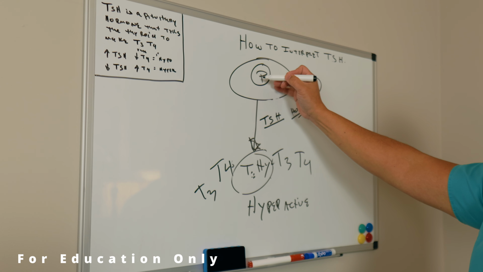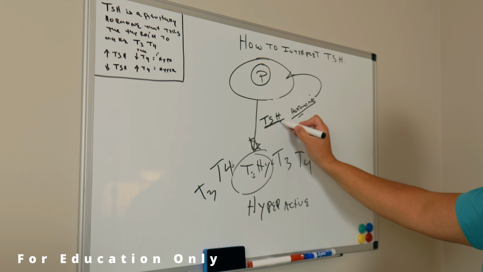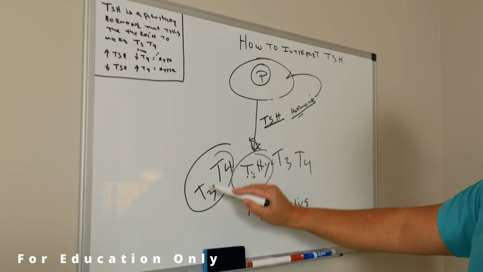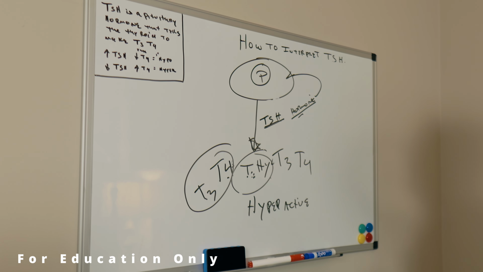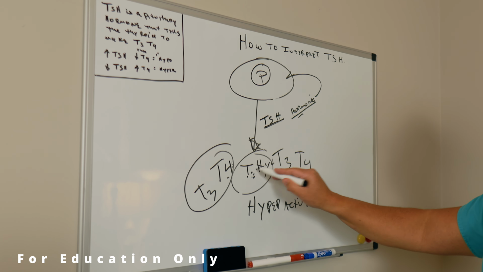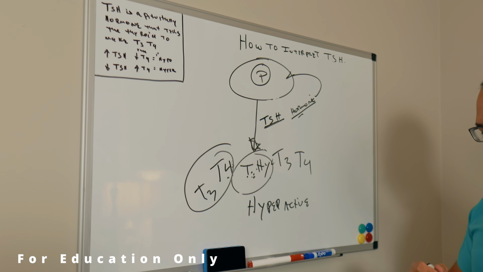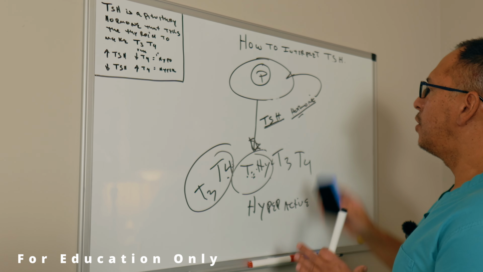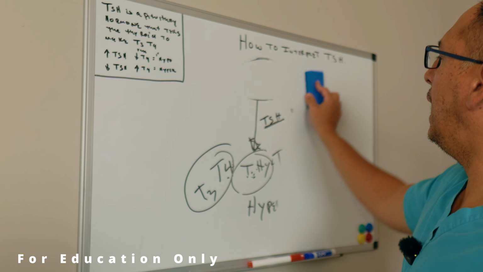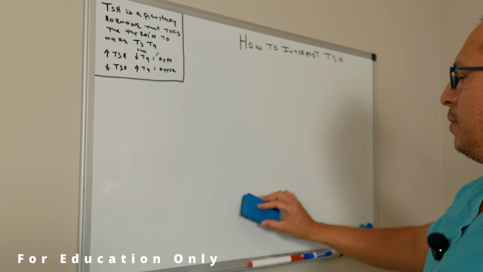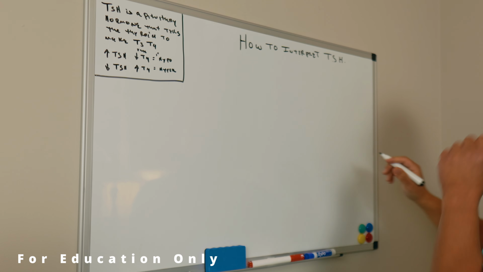If the pituitary gland sends the TSH and the thyroid makes very little of the T3 and the T4, this means that the thyroid is being hypoactive. It's not working that well. Let's go ahead and go a little bit further here. This is the way I was able to understand it well.